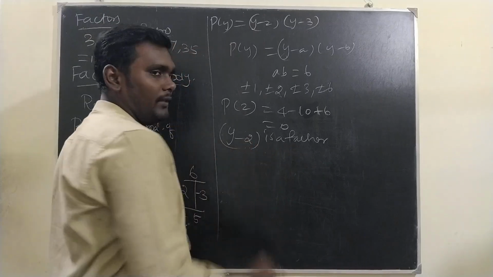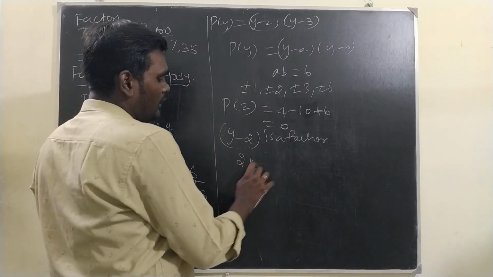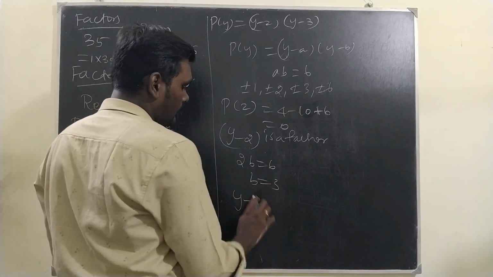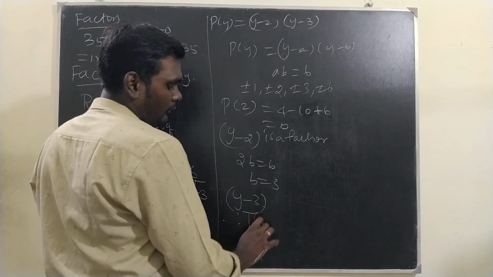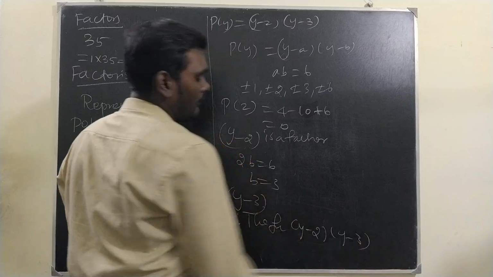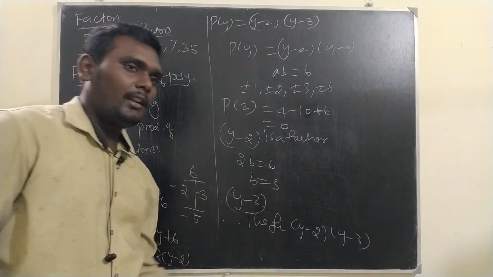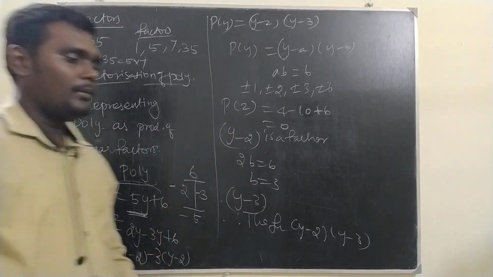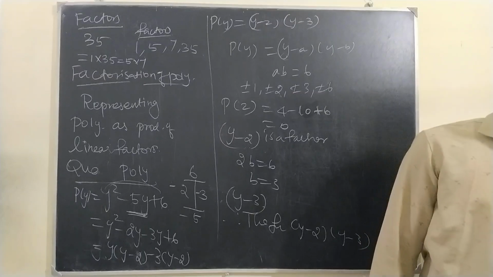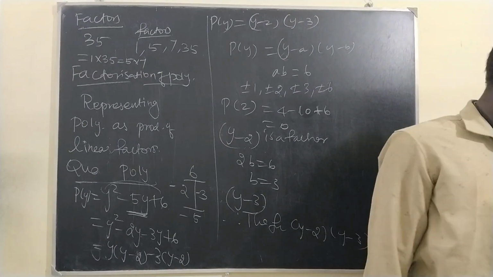When y minus 2 is a factor, we have this ab, right? So 2 into b is equal to 6, then b is equal to 3. So the next factor is y minus 3. So therefore, the factors are y minus 2 and y minus 3, like we have to write. Okay, which method would be easier? Using the factor theorem or using factorization? Factorization would be easy. Okay. Now, what if it is a cubic polynomial?